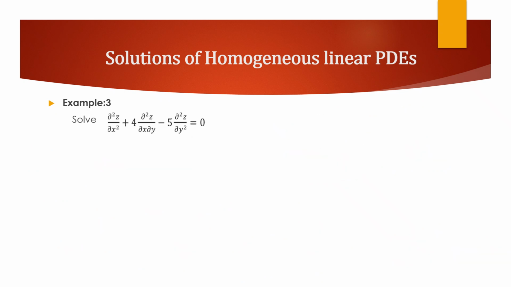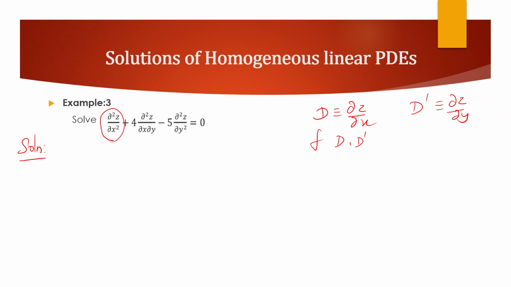So this is our third example. So here first we have to rewrite the given equation. Okay. So how to rewrite the equation? ∂²z/∂x². We know that we use capital D for ∂z/∂x and D' for ∂z/∂y. Okay, so using this I'm going to write the given equation first in this form f(D, D')z = 0 form.